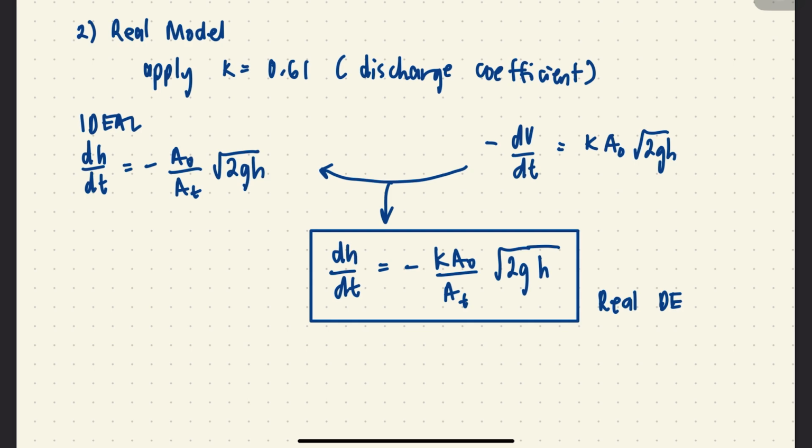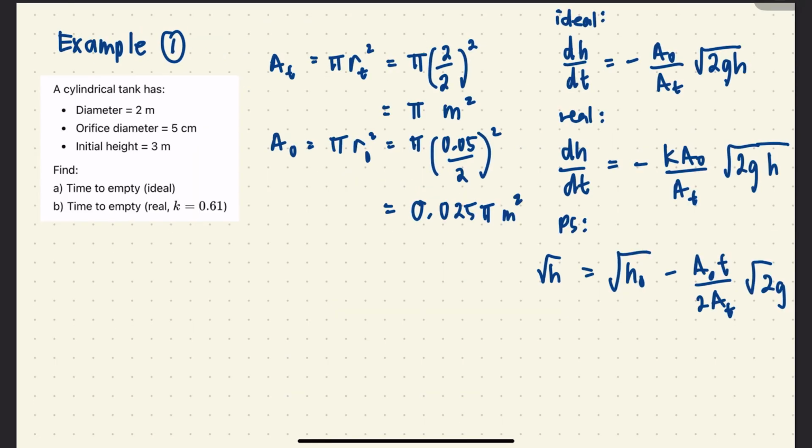So take note that your flow slows down over time, and our interpretation of this application is that it's a nonlinear decay, and the real model drains slower than the ideal. So using the solved particular solution, we can isolate T. Rearranging this will give us A sub o T over A sub t 2 square root of 2g is equal to square root of h sub o minus square root of h.